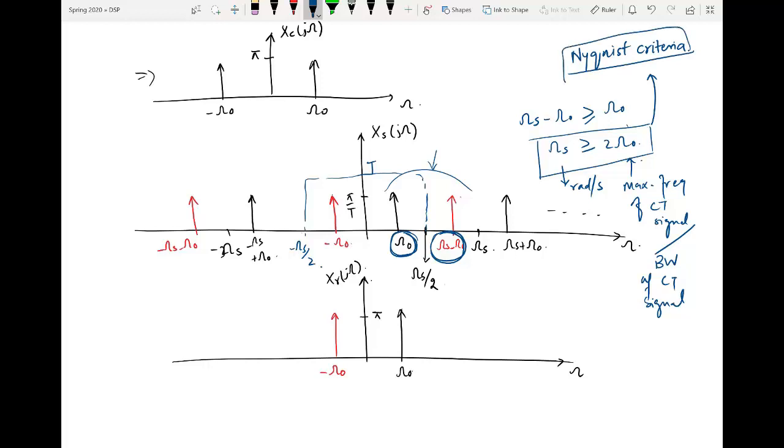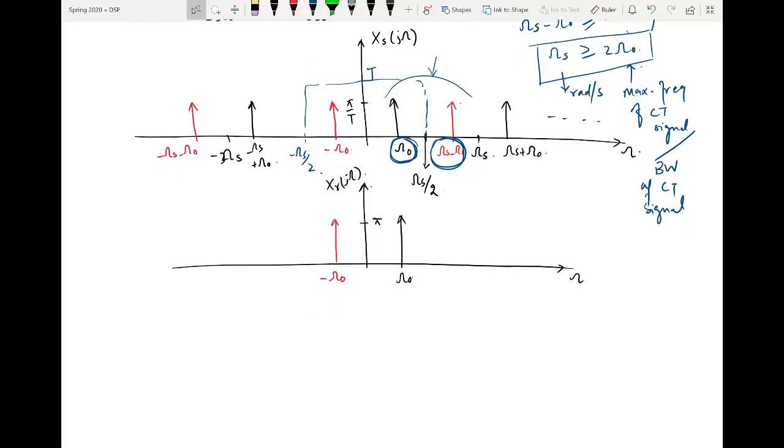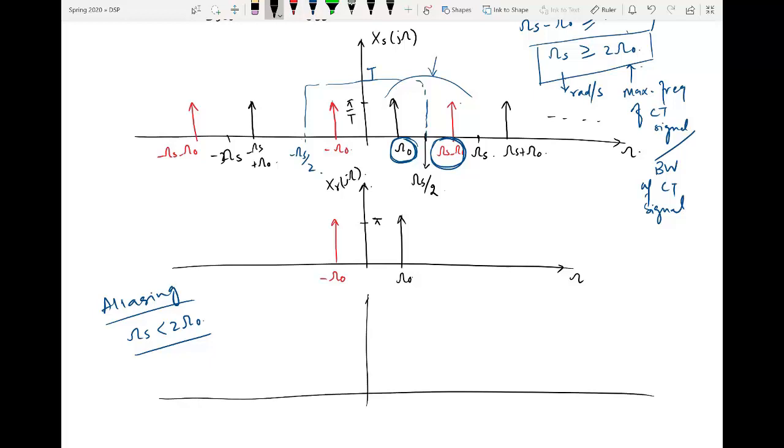If the Nyquist criteria is not met, there will be distortion, and technically this distortion is termed as aliasing. So aliasing will happen when omega s is less than 2 omega naught. As an example, consider that we select a sampling frequency which doesn't meet the Nyquist criteria. Then in that case, Xs of j omega will be what?